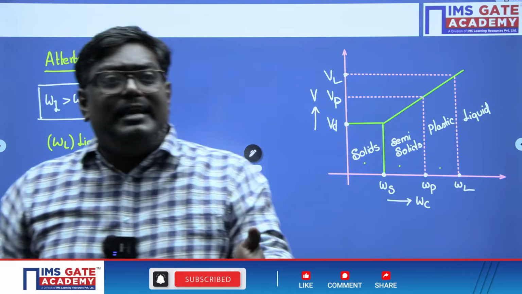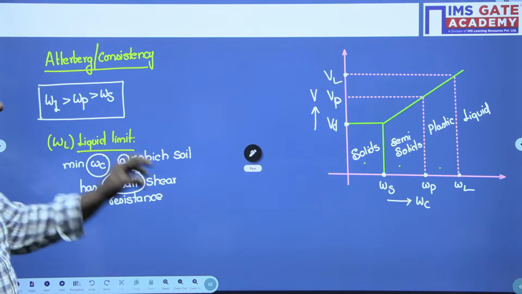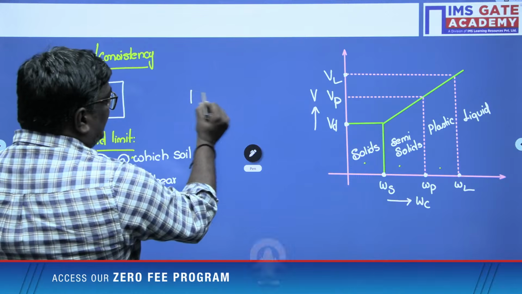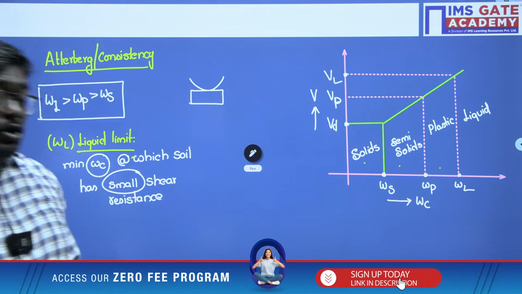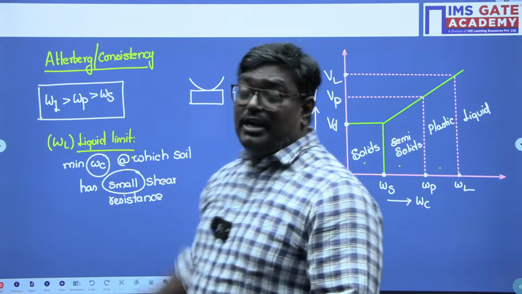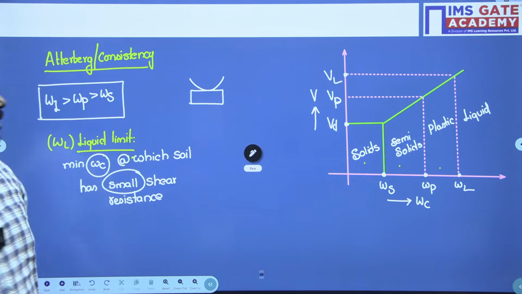Whenever there is a liquid, it doesn't offer any shear resistance. So that is the reason at liquid limit, it has minimum. Or if you consider it in a practical way, sir, name the apparatus, they can ask you. What is the apparatus to define the liquid limit? The apparatus which is used to define the liquid limit is nothing but the Casagrande apparatus.